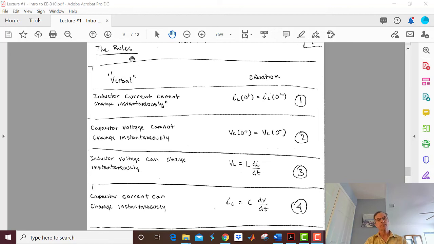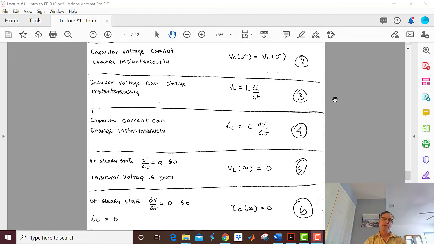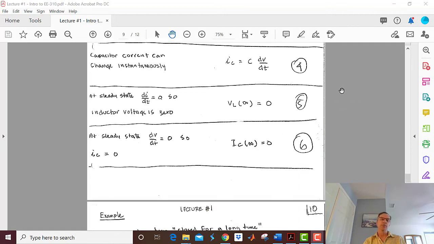So these rules, I am going to go back to these in every single chapter that we work in, likely in almost every single lecture. I'll go back and appeal to the rules. So make sure you know them in your head, make sure you know them in your heart, and they'll really help you with these problems.